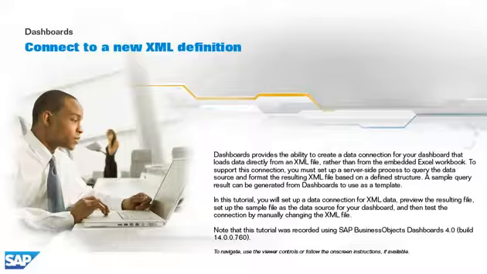In this tutorial, you will set up a data connection for XML data, preview the resulting file, set up the sample file as the data source for your dashboard, and then test the connection by manually changing the XML file. Note that this tutorial was recorded using SAP Business Objects Dashboards 4.0, Build 14.0.0.760. To navigate, use the viewer controls or follow the on-screen instructions, if available.